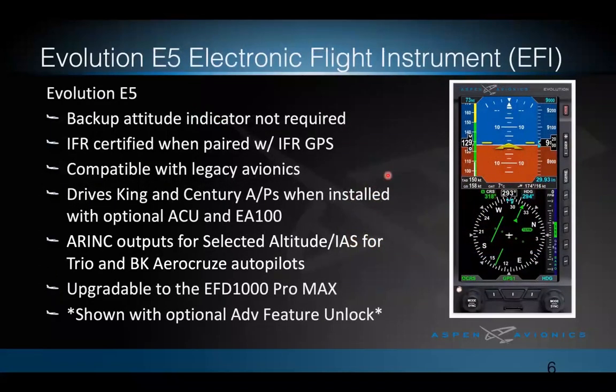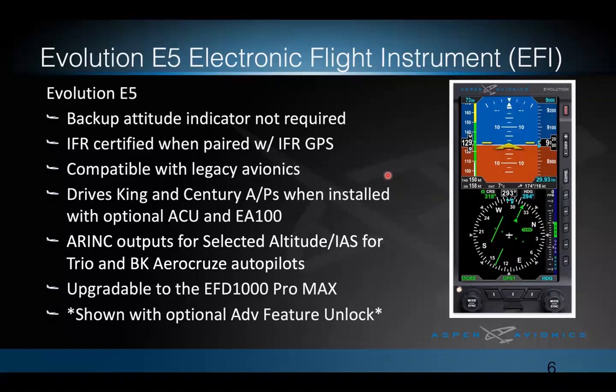The Evolution E5 electronic flight instrument. This is our base model, if you will. Once again, this shares the same hardware as the Pro Max. We actually introduced all the new hardware on the E5 first, and then translated that to the Pro Max a year later. Just like the Pro Max, when you install an E5, you do not need a backup attitude indicator. It is fully IFR certified as long as you pair it with an IFR GPS, so we can do ILSs and LPV approaches all day long.